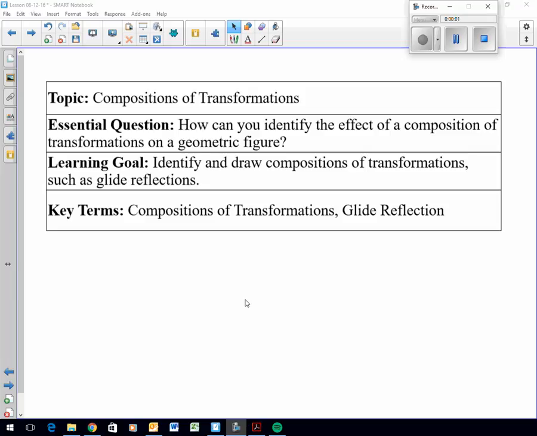Today we're going to be talking about how to identify and draw compositions of transformations, such as glide reflection.